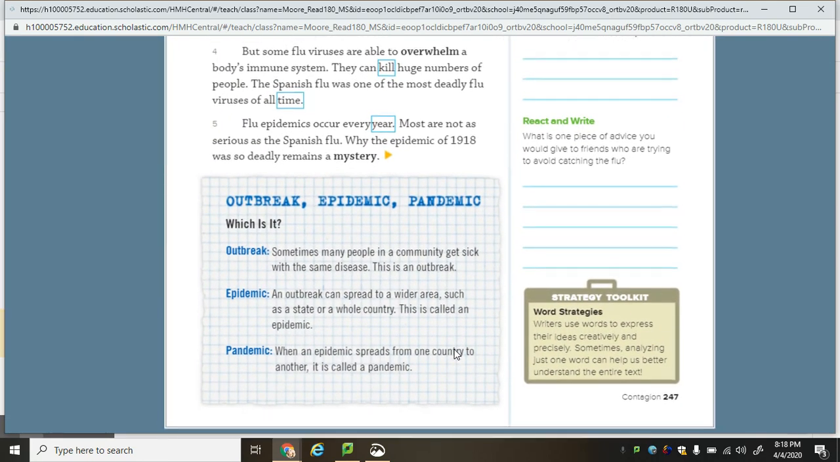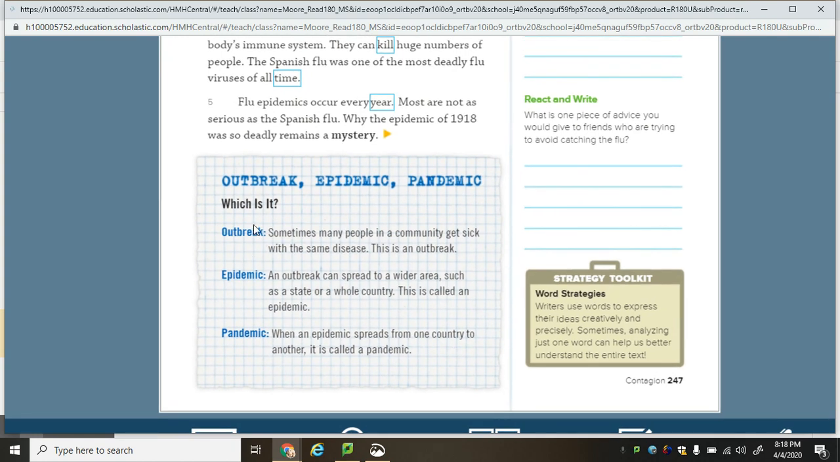Okay, so let's go over this right here, and then we'll go back to the 2 vocab words. So outbreak, epidemic, pandemic. What is it? Which one is it truly? An outbreak is when many people in a community get sick with the same disease. That's an outbreak. An epidemic is an outbreak that spreads to a wider area, like the state or the whole country. So if the whole country gets really, really sick, it's an epidemic.